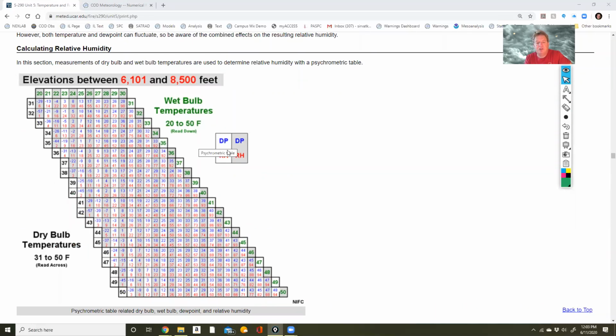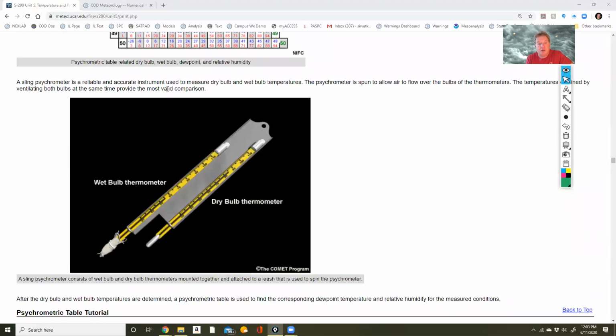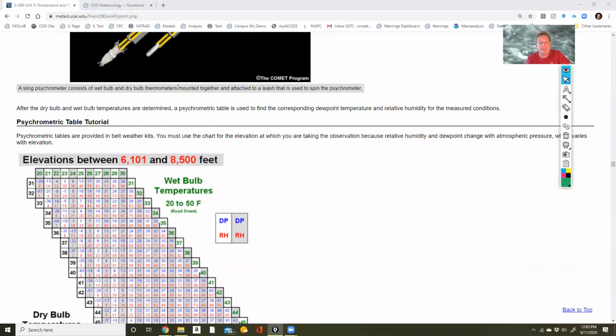Now the rest of this stuff is just reading charts. So I have blue as the dew point, RH is the relative humidity, and I'm given the temperature and the wet bulb temperature. If the dry bulb temperature is 40 and the wet bulb temperature is 34, I go here. The relative humidity is 58, the dew point is 27. Now you don't have to take notes on this. Just use these charts to answer the questions for the quiz.